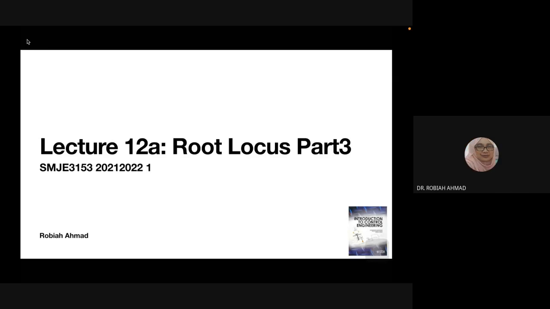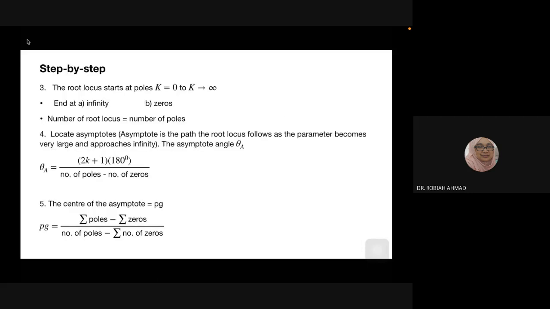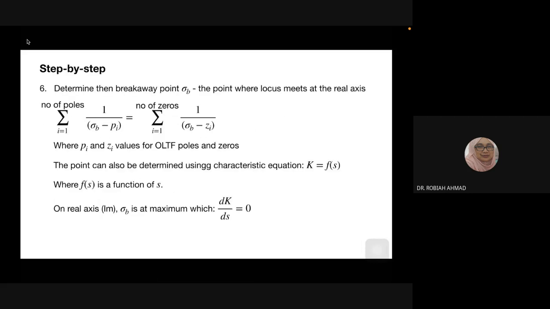Locus. More examples. Okay, so same thing. So now we add rule number 6. Yang tadi ada yang bertanya, determine the breakaway point, the point where locus meets at the real axis.